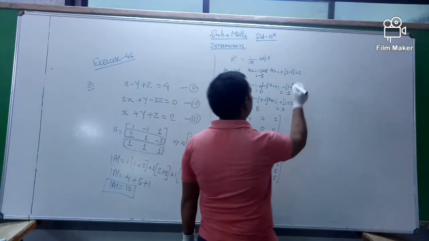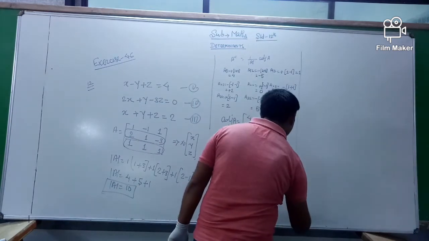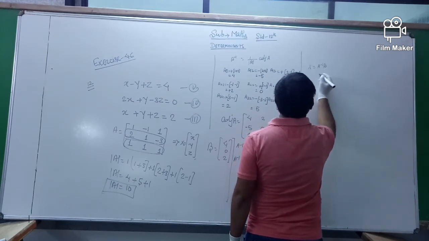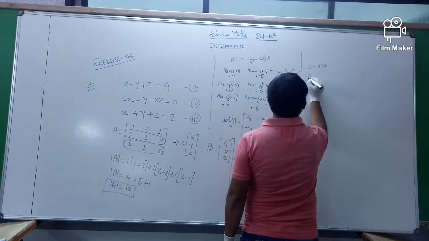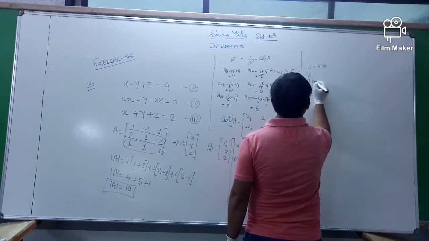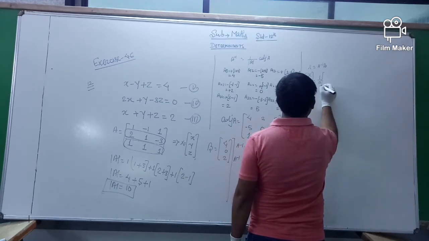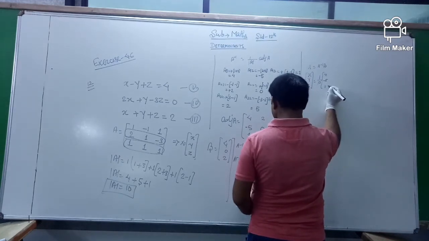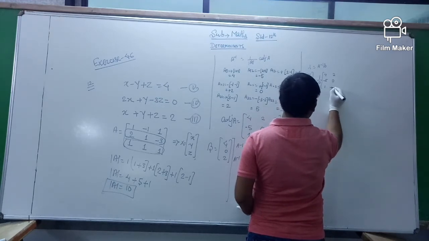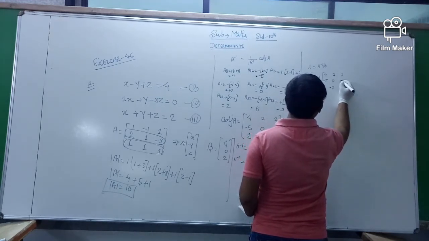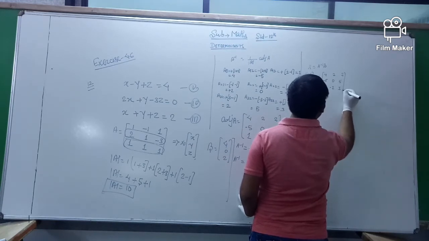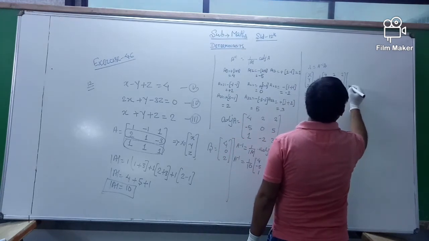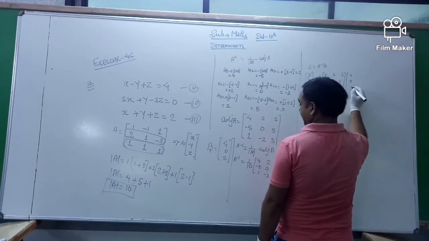After that you apply the formula: here x is equal to A inverse B, then the matrix is x, y, z, and A inverse is 1 by 10, and the matrix is here 4, minus 5 and 1, then 2, 0 and minus 2, another row 2, 5 and 3, and the matrix B is equal to 4, 0 and 2.